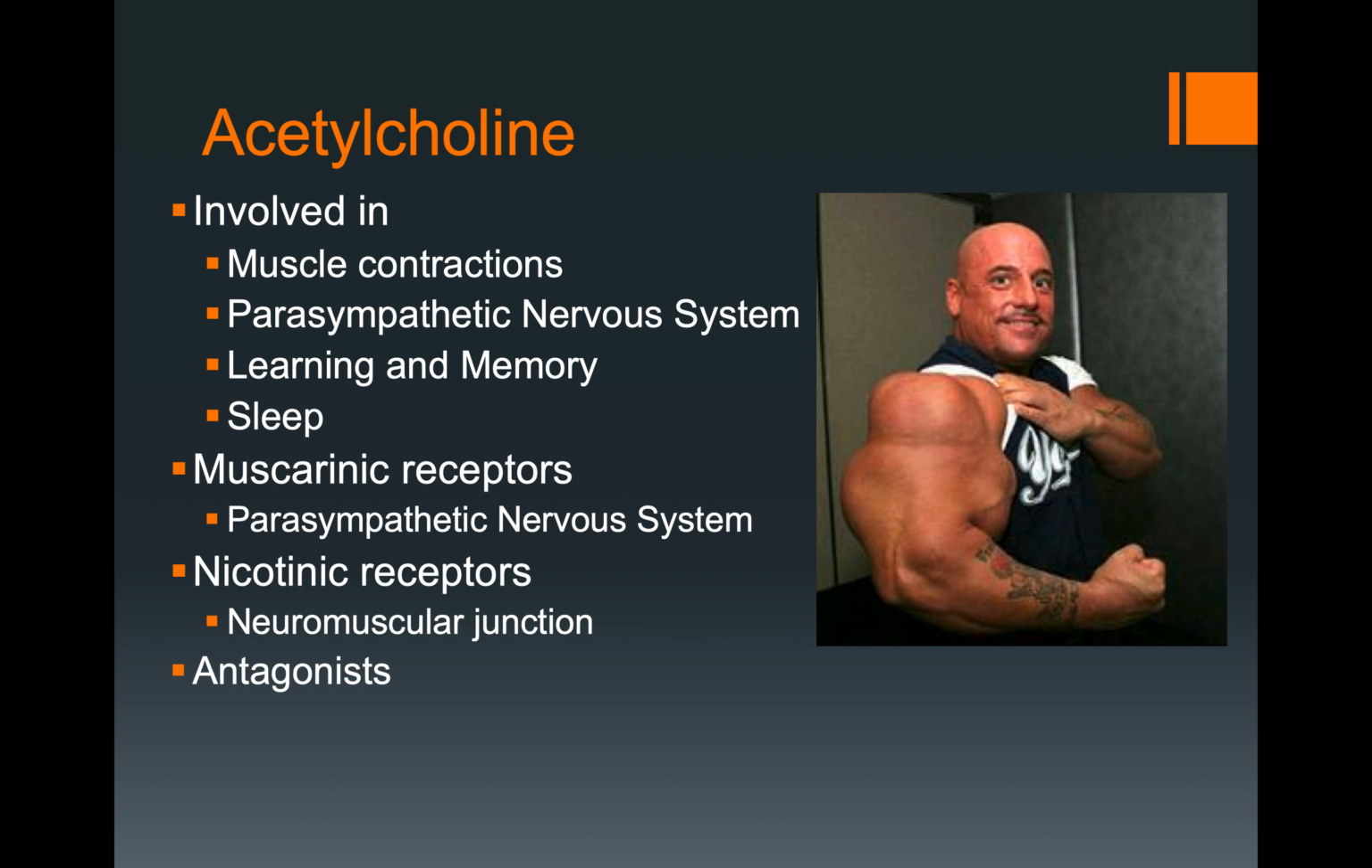An agonist of acetylcholine, as you may have guessed, is nicotine, which is why this is named nicotinic receptor. Antagonists, atropine, which can be used to paralyze muscles during surgery, curare, which causes paralysis, and Botox. Botox works by causing paralysis of muscles, so it works by inhibiting acetylcholine release.